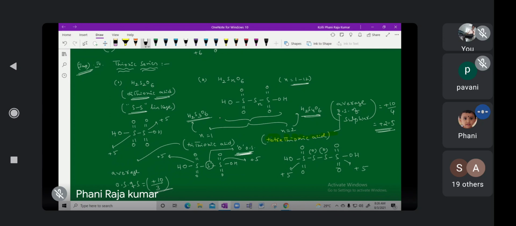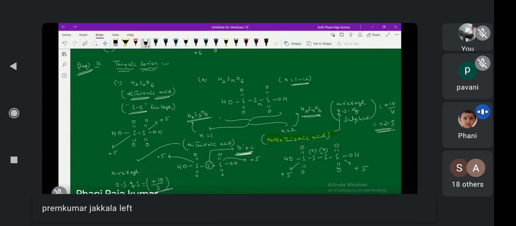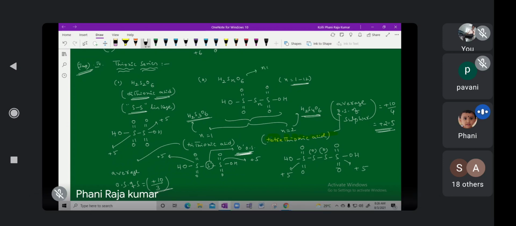So these are the two important compounds, important series, thionic series oxyacids of sulfur. Basic example is dithionic acid. Next one is called polythionic acid. If you put n equal to 1 to 12, till now they derived. And here one more point I am writing: number of SS sulfur linkages.